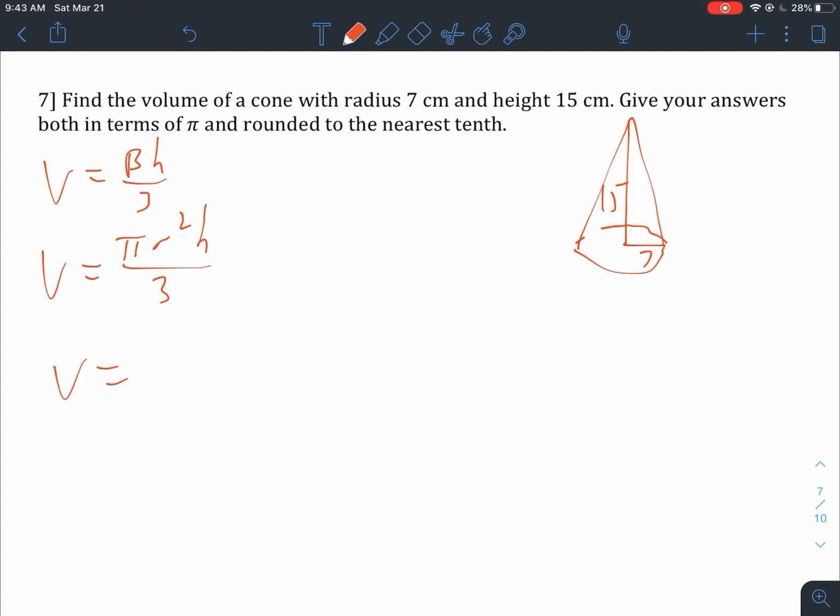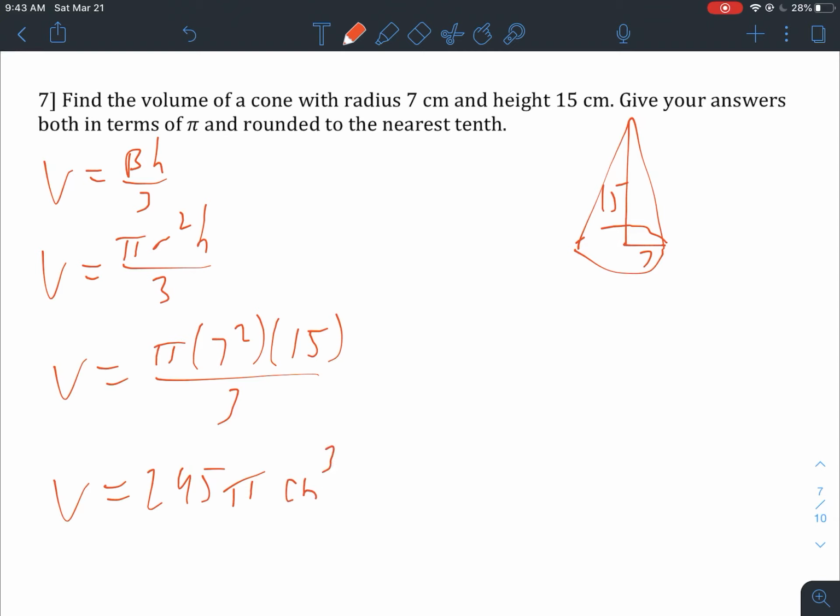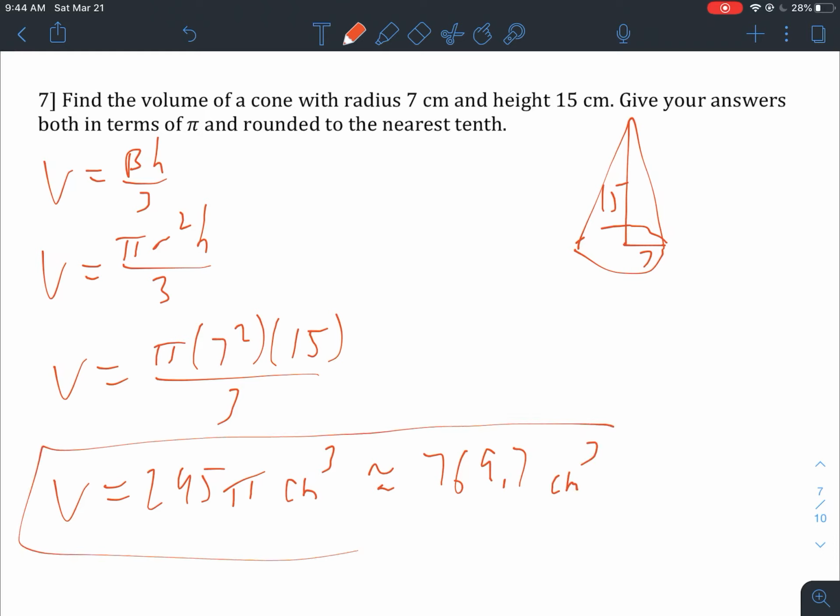Substitute those numbers in and go into our calculator. We get the volume is approximately 245 pi cubic centimeters. And if we want to round it to the nearest tenth, just multiply that, and we get 769.7 cubic centimeters.